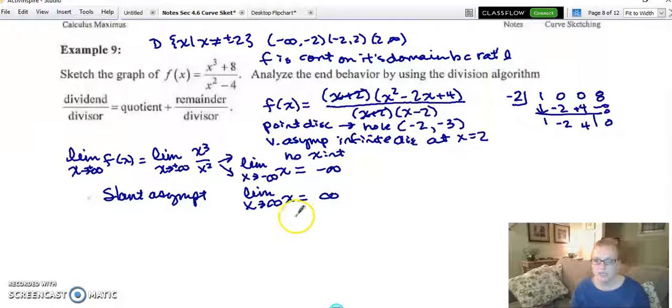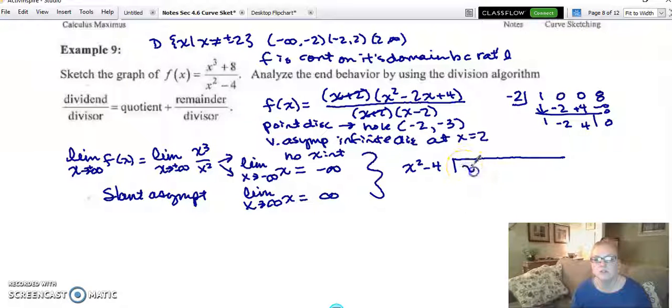Now, we've got the end behavior, but since it has a slant asymptote, we would like to be able to sketch it on the graph so that we know exactly where it is. And to get the slant asymptote, that's where you use long division. You're going to take your x squared minus 4 and divide that into x cubed. I like to do plus 0x squared plus 0x plus 8 and go ahead and do the division and get the slant asymptote. So x times x squared is going to give me x cubed minus 4x.